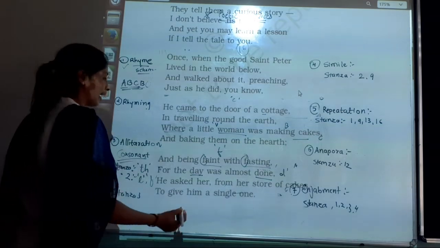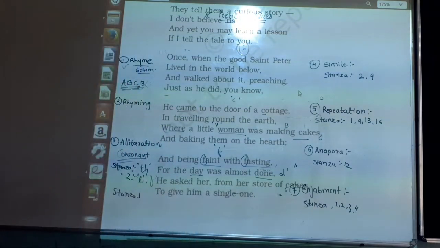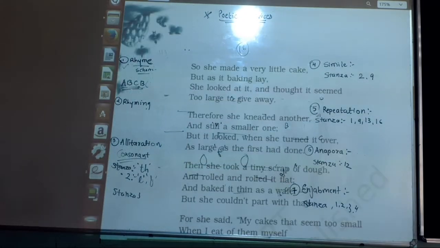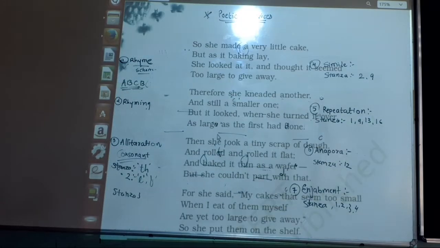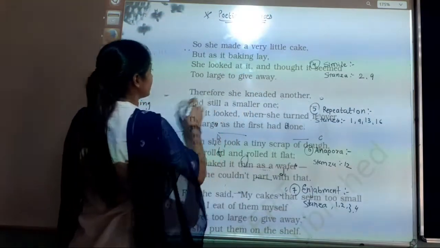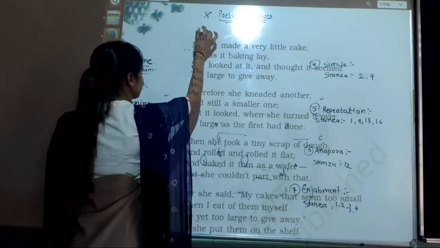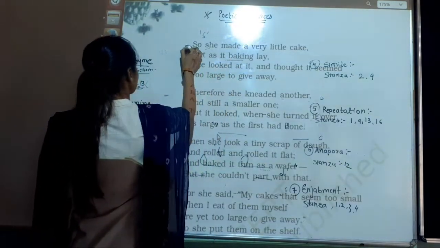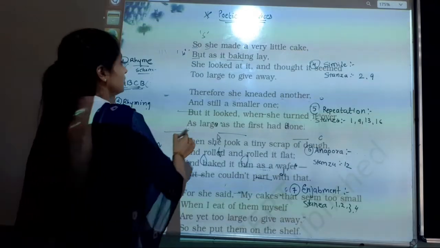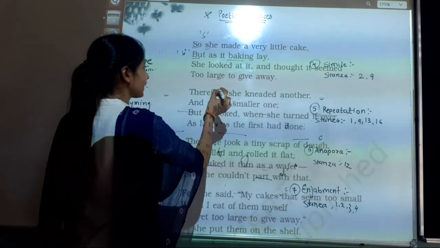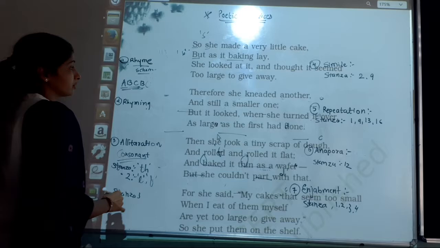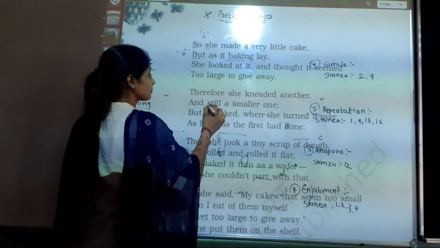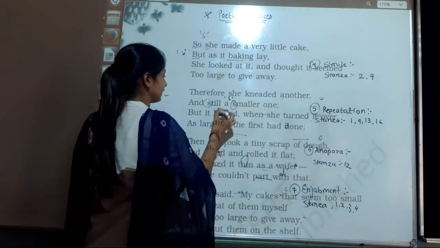So here we have given, see next stanza also, we'll see the example of the alliteration. See here in this, "so" and "C", S sound repeated, right? "B" and "batting", B sound repeated here. See students, so here you can get many examples of alliteration. Now in this stanza also we'll see again "still" and "smaller", S sound repeated.